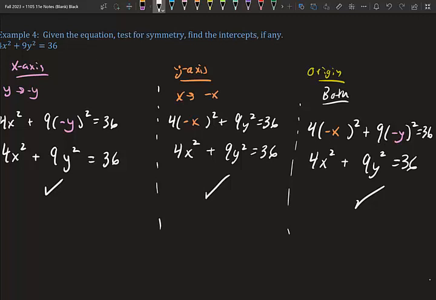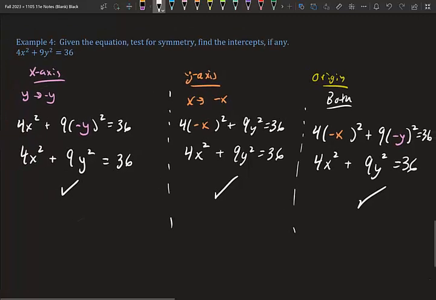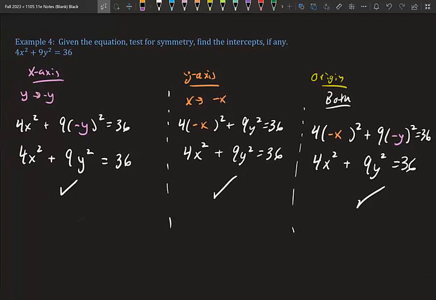You want to know why? Because this is a circle. Circles are positive x squared plus positive y squared. They're always going to be positive squares for x and y. So if you have a squared variable, the opposite of that variable is going to work for your symmetry. Do you notice x is squared? That's why y-axis worked. Y is squared? That's why x-axis worked. If you have two squared variables, x and y, it will always work for the origin. So how we say that? We just say symmetric with respect to all three.